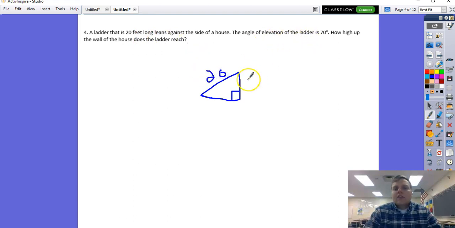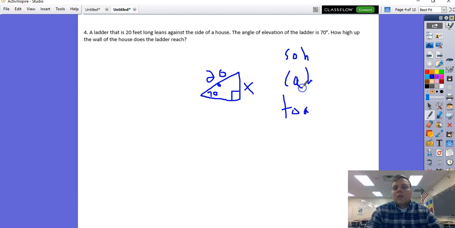The angle of elevation of the ladder, so that's this right here, is 70 degrees. How high up the wall of the house does the ladder reach? So this is x. Alright, we have a right triangle, so we can use our trig ratios, SOHCAHTOA. We know 70 degrees. X in relation to 70 degrees is opposite, and 20 is the hypotenuse. Well, which trig ratio deals with opposite and hypotenuse? Well, SOHCAHTOA.